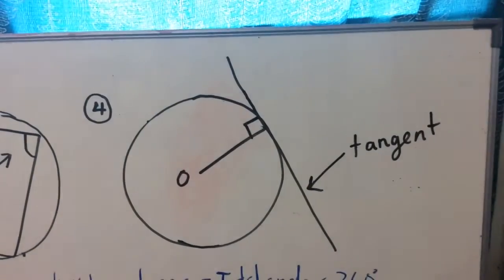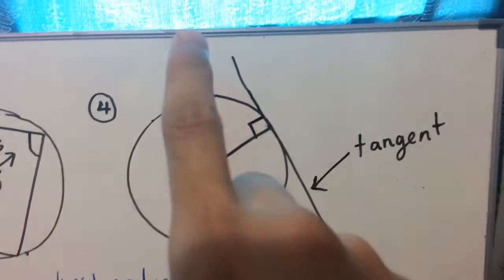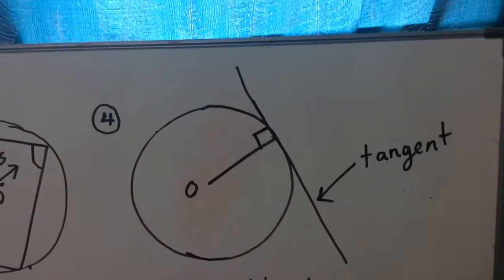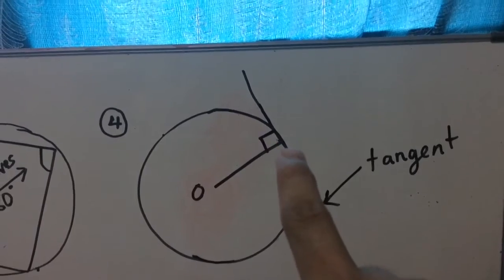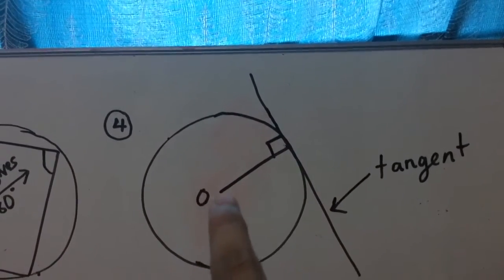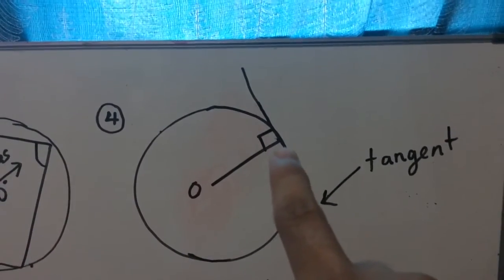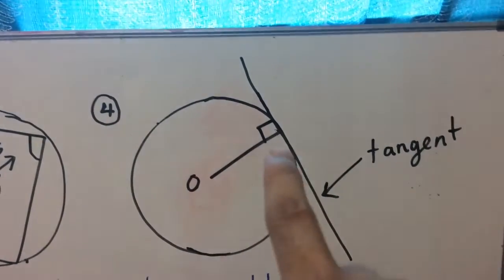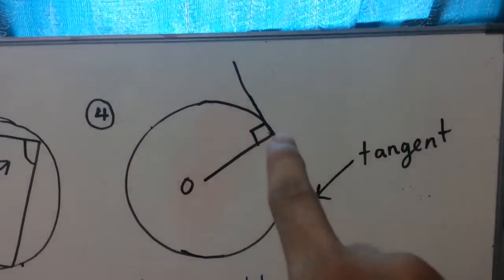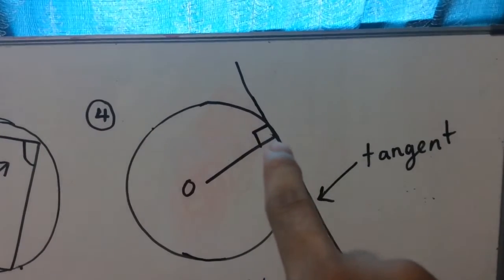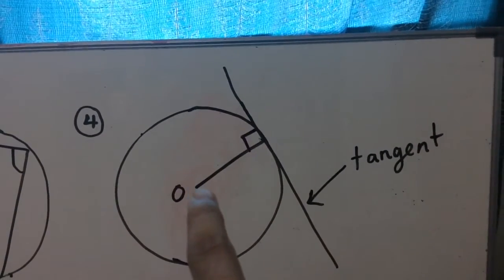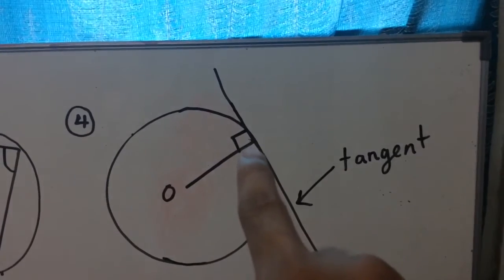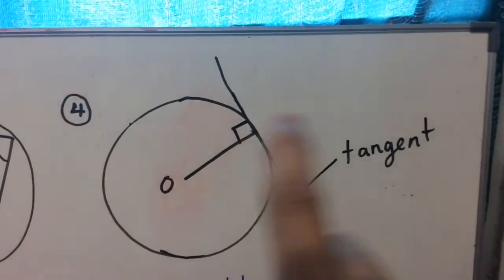Right, the fourth property that you need to understand: when you have a tangent line and you draw a straight line from the tangent to the center, you always make 90 degrees there. So you have a tangent line touching a circle, and from that particular point where it touches your circle, you draw a straight line going to the center, and you have 90 degrees over there. So this one should be 90 degrees.